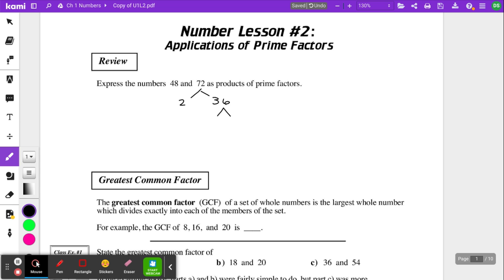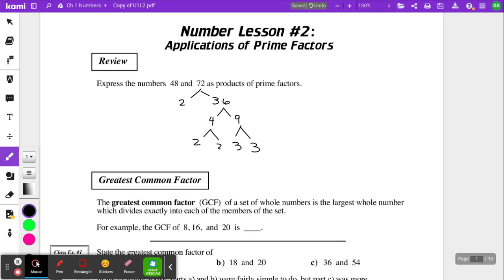4 and 9 is fine. And then are those prime? No, they're not prime. So what are you going to do about that? Hurry up, class. Take 4 into 2 and 2. Are those prime? Yes. How about 9? 3 and 3. Are those prime? Yes. Okay. So that is my prime factor tree.